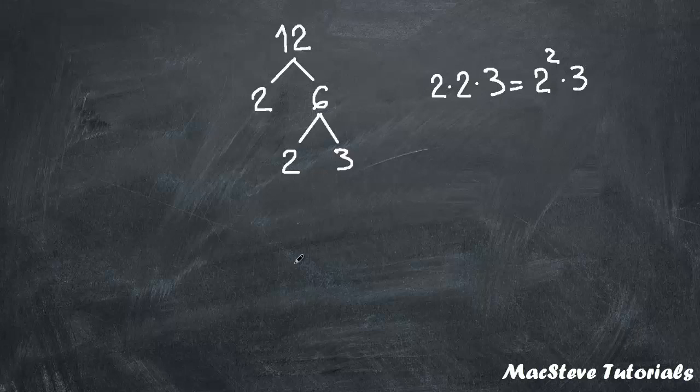Now let me show you one more thing. 12 can also be written as 3 times 4. Here, 3 is prime number, so there is no need to go any further. 4 can be written as 2 times 2, and again, prime factors are 2 and 3. Here I wanted to show you that there are many ways to get to the bottom of the branch, but you will always get the same prime numbers if you do it correctly, of course.